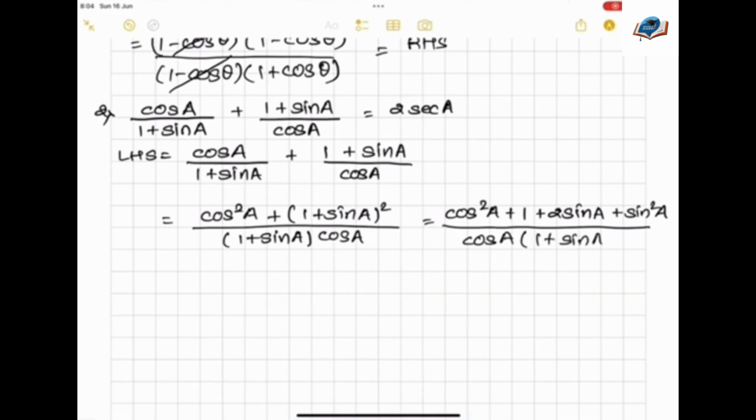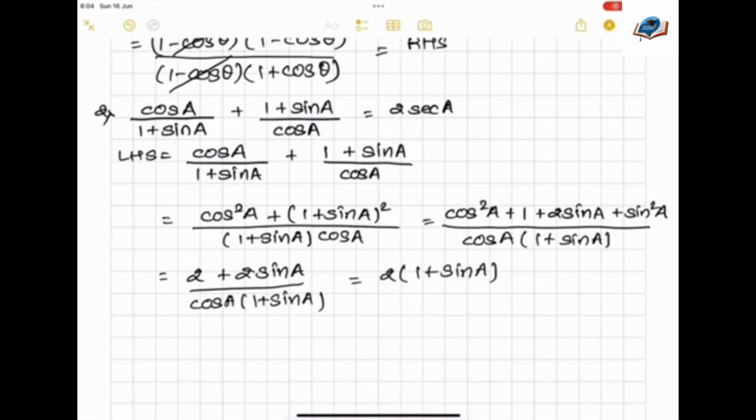Now sin square plus cos square is 1. So 1 plus 1 will be 2. 2 plus 2 sin A upon cos A into (1 plus sin A). So if I take 2 common in the numerator, (1 plus sin A) whole upon cos A into (1 plus sin A). So 1 plus sin A, 1 plus sin A I am cutting. So I got 2 upon cos A. So 2 upon cos A means 2 sec A, which is equal to RHS.